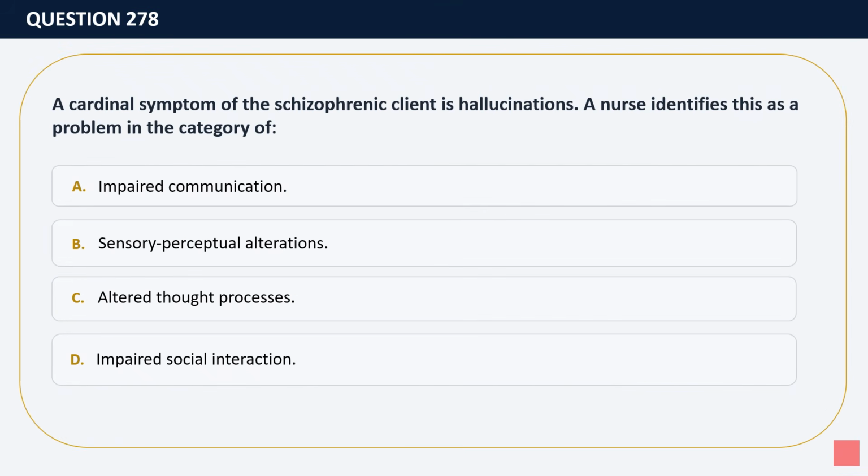Question 278. A cardinal symptom of the schizophrenic client is hallucinations. A nurse identifies this as a problem in the category of A. Impaired communication. B. Sensory perceptual alterations. C. Altered thought processes. D. Impaired social interaction.